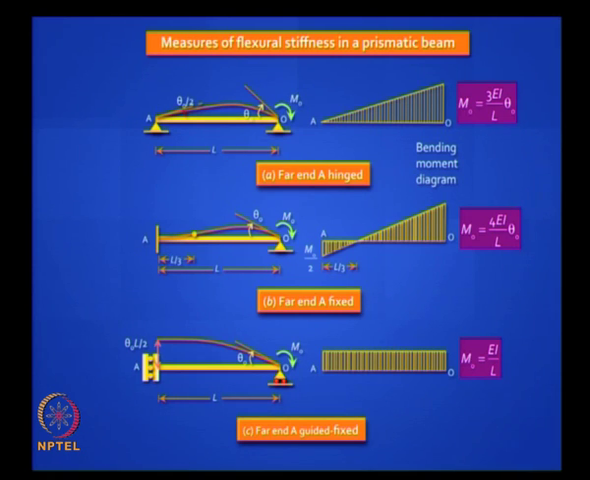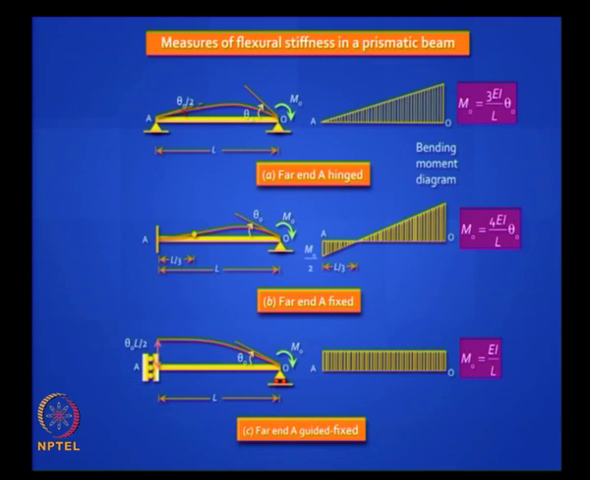If the far end is a guided roller support, you will find that the deflected shape, what does it remind you of? It looks like a cantilever, right? And for a cantilever the bending moment diagram will be constant when you subject it to an end moment, so it is M0 all the way, and you can prove that the rotation is EI by L.